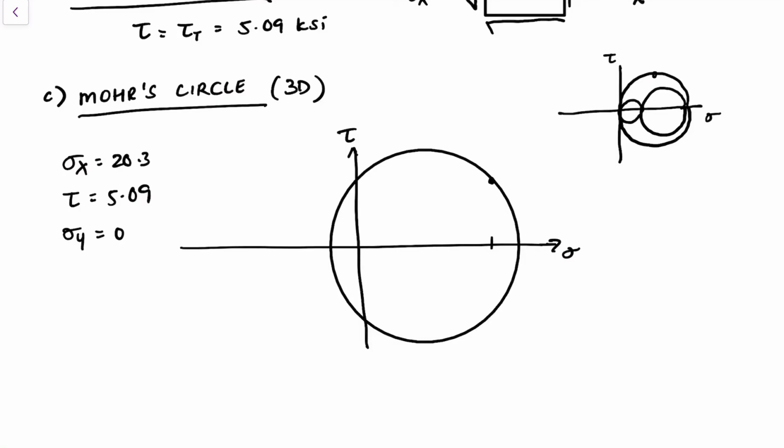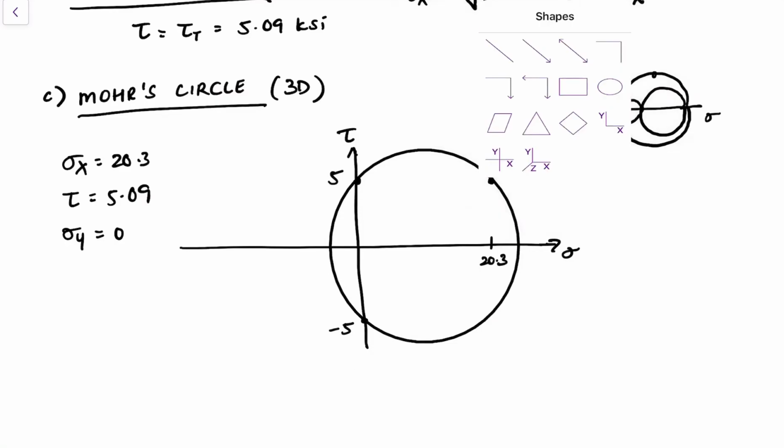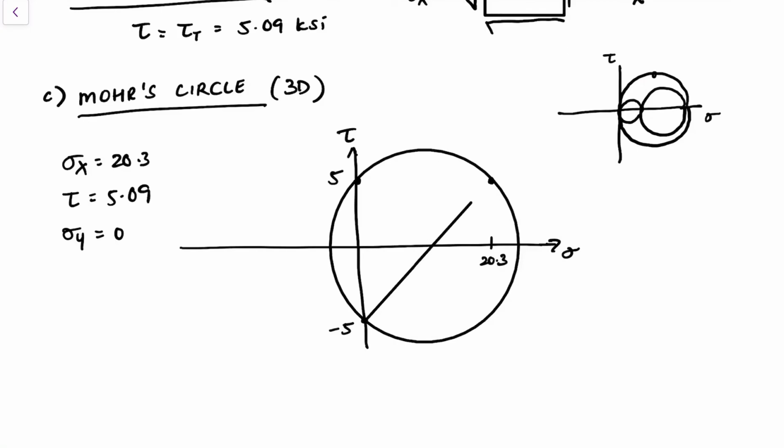Again, this is not to scale. So this is 20.3. Then this is 5, right? And this is going to be -5 and 0. And you can draw a line that joins these two, right?